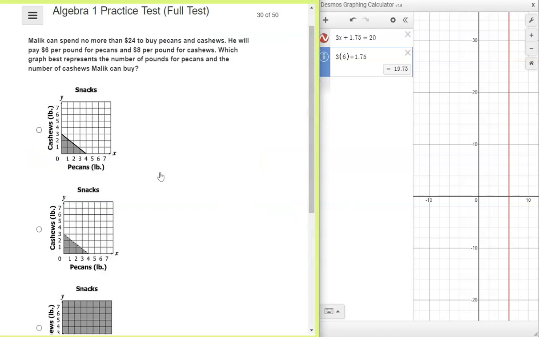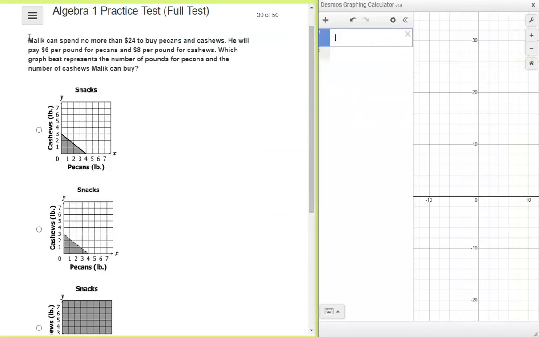All right, another word problem. It says here, Malik can spend no more than $24 to buy pecans and cashews. He will pay $6 per pound for pecans and $8 per pound for cashews. Which graph best represents the number of pounds of pecans and the number of pounds of cashews Malik can buy? All right, so for this one, you have here X and you have a Y. It looks like X is for pecans, and then for Y you have cashews.